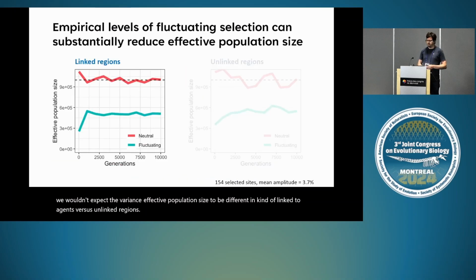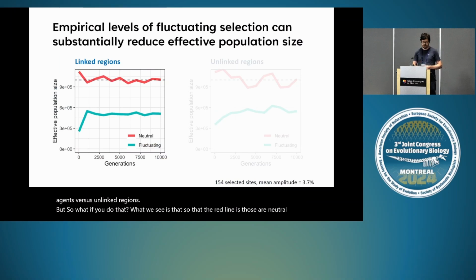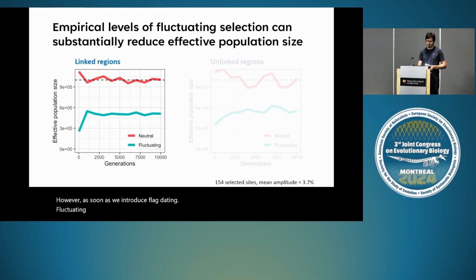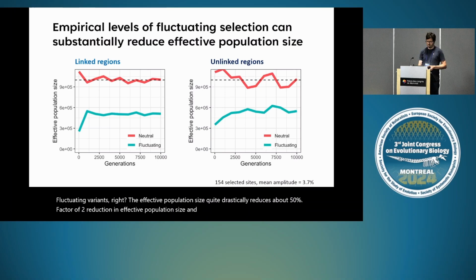If you do that, what we see is that the red line is the neutral simulations, right, where we estimate variance effective population size in simulations where we didn't introduce those fluctuating variants. And we basically recover the census population size, the population size that we simulate under. Those are really large simulations. We simulate under 1 million flies here. However, as soon as we introduce fluctuating variants, the effective population size drastically reduces, by about 50%. It's a factor of 2 reduction in effective population size. And similar patterns can be seen in unlinked regions.